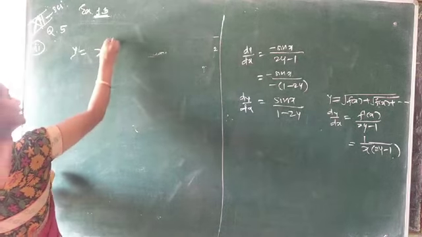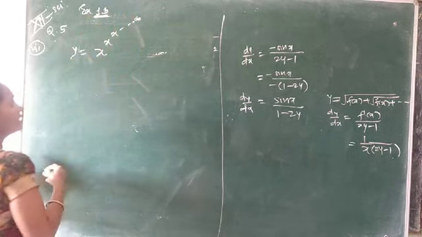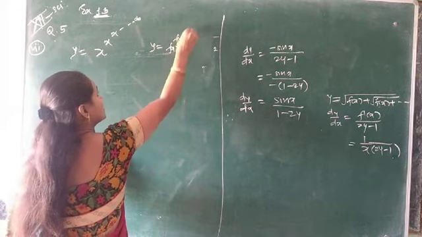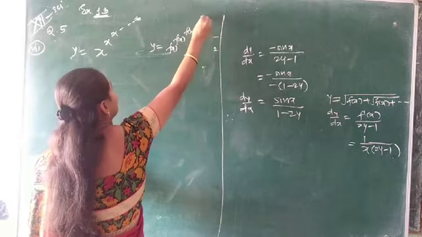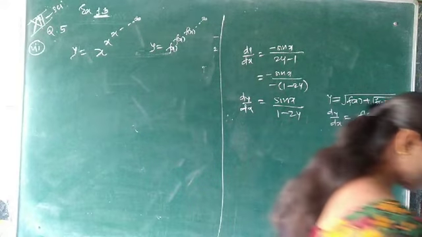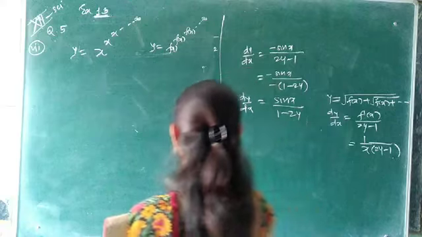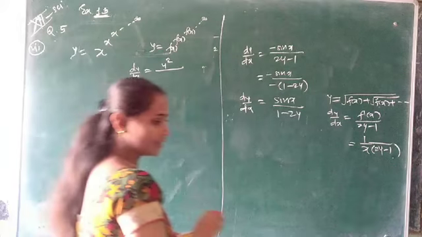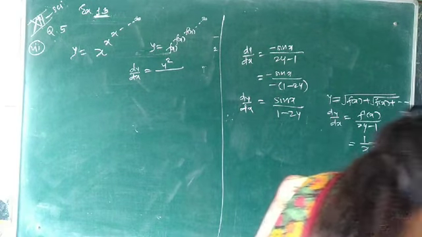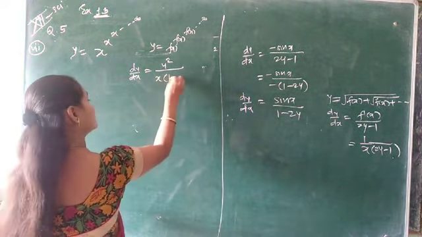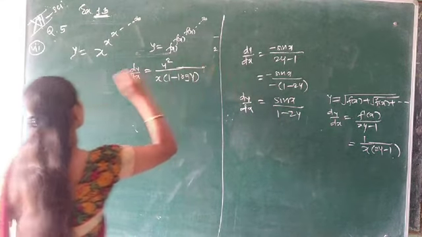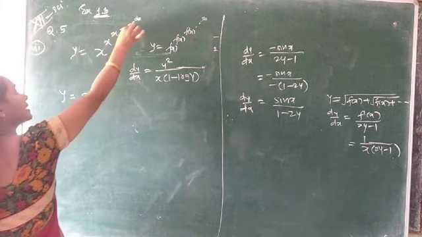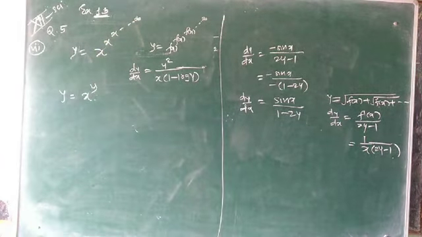y is equal to x raised to x raised to and so on up to infinity. This is in the form of y is equal to function raised to function and so on up to infinity. Then show that dy upon dx is equal to y square upon x into 1 minus log y. So look here, y is equal to x raised to x. Again write the x as it is, and this is again our y. That is, y is equal to x raised to y.